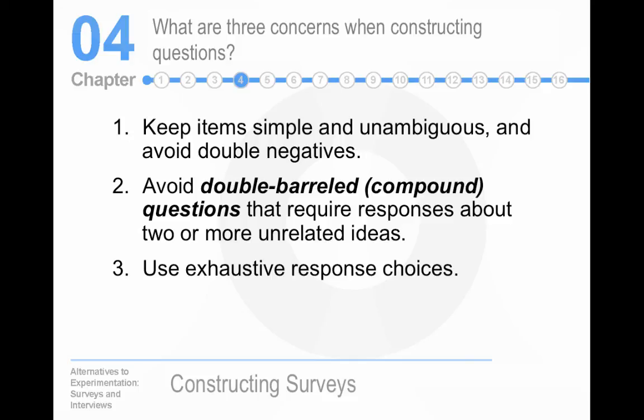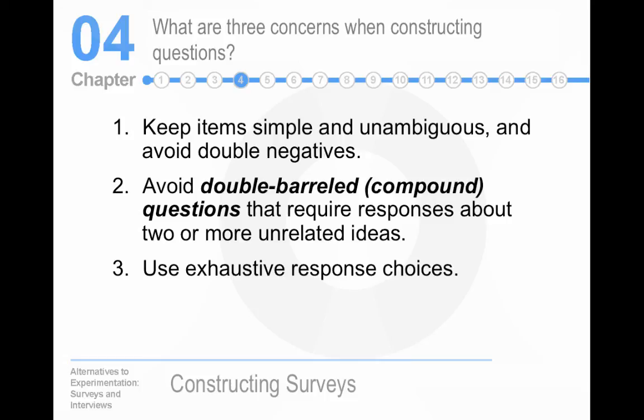Number two is double-barreled or compound questions. An open version of this would be, what sports do you like? A closed compound question would be, do you like baseball and football? Well, maybe you like baseball, but you don't like football, or vice versa. It makes it a difficult question to answer because by grouping them like that, maybe you like one but not the other.